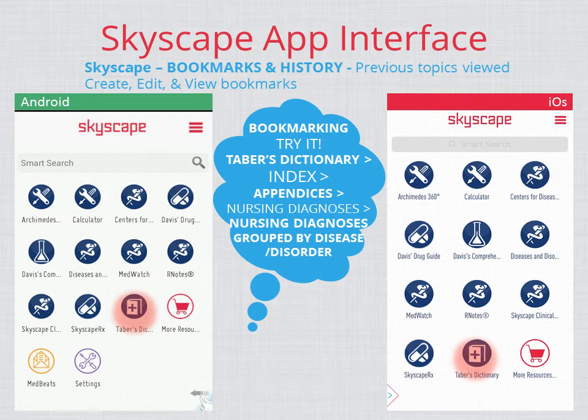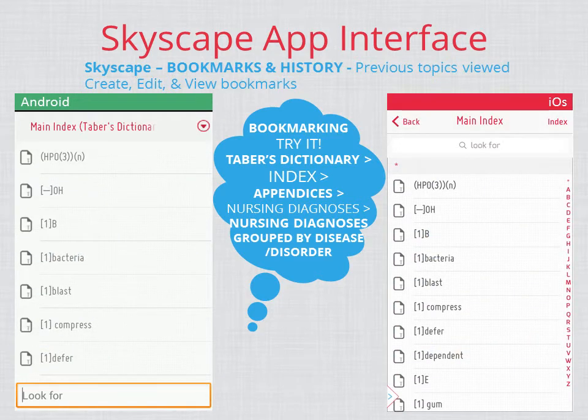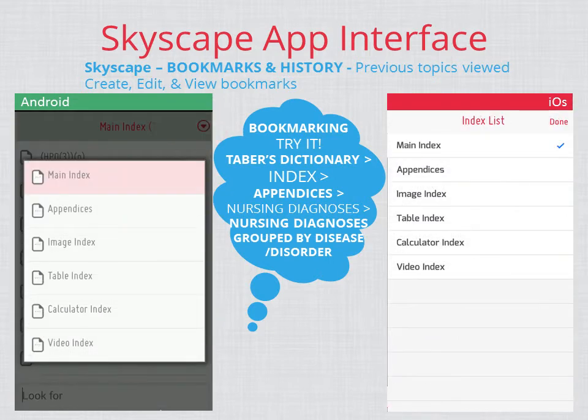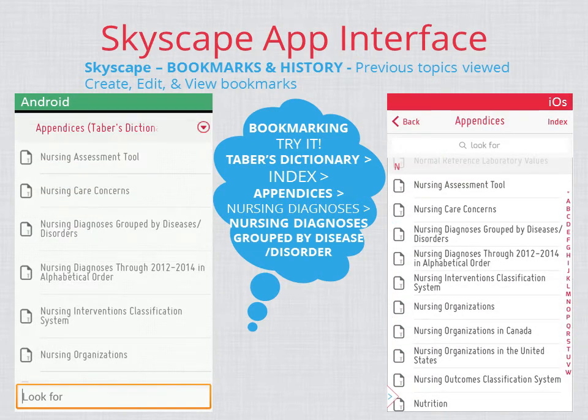First I will go back to my Skyscape Home and open up the Tables resource. While in Tables I will switch to my Appendices index. Remember, we switch indices by tapping on the Index button and choosing Appendices. In the Appendices index I will choose Nursing Diagnoses, and then Nursing Diagnoses grouped by disease and disorder.